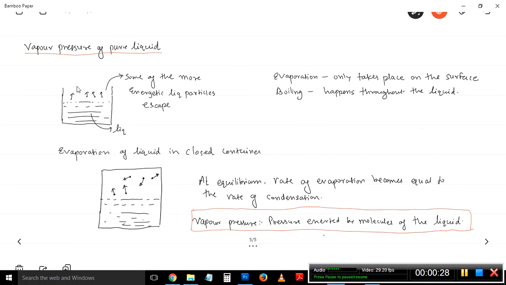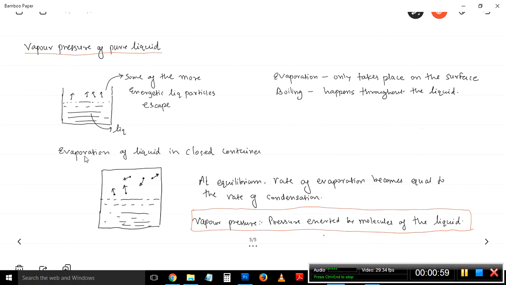Please note that there is a difference between the term evaporation and boiling. Evaporation only takes place on the surface, whereas boiling happens throughout the liquid. So when you see a liquid which is evaporating, you will not see bubbles formed throughout the liquid, but when you boil a liquid, you will see that bubbles are formed throughout the liquid. So this is the difference between evaporation and boiling.